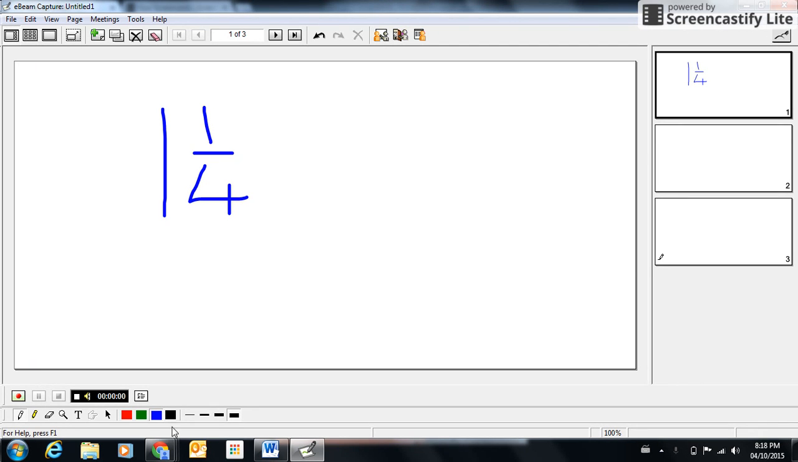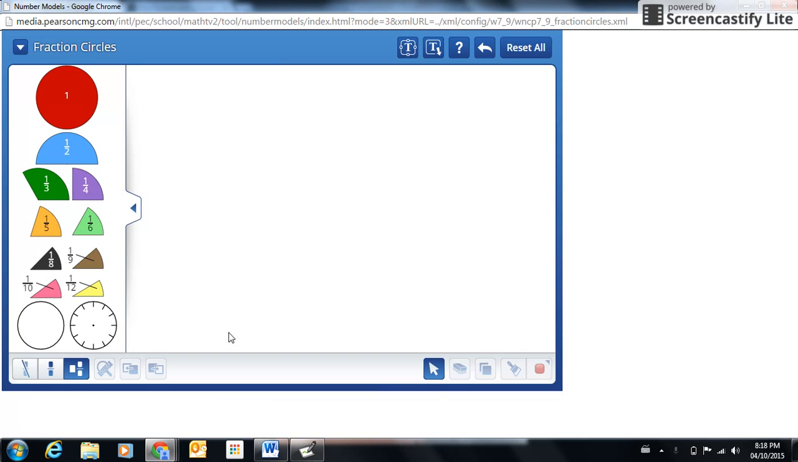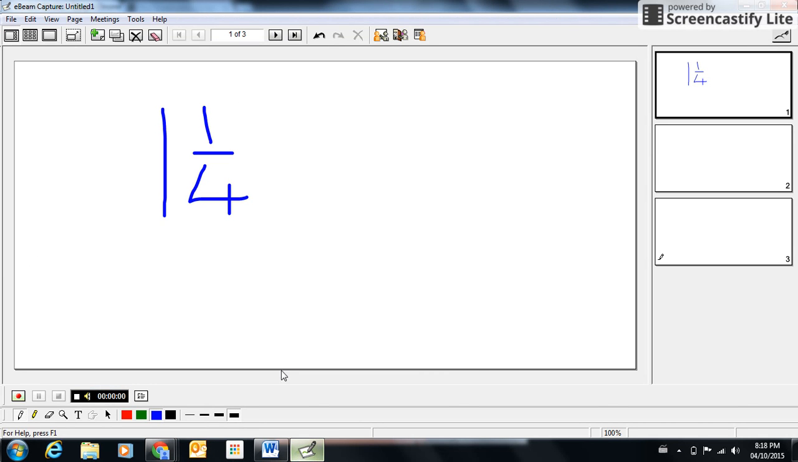I want you to take a look over here. How would we model that using fraction circles? Well, 1 red circle represents the 1, and 1/4 is that piece. So 1 and 1/4 looks like that. Now, what we have to know is how to change a mixed number into an improper fraction.